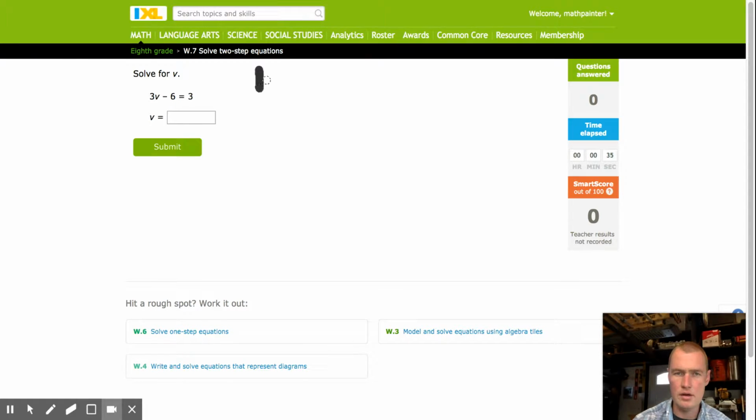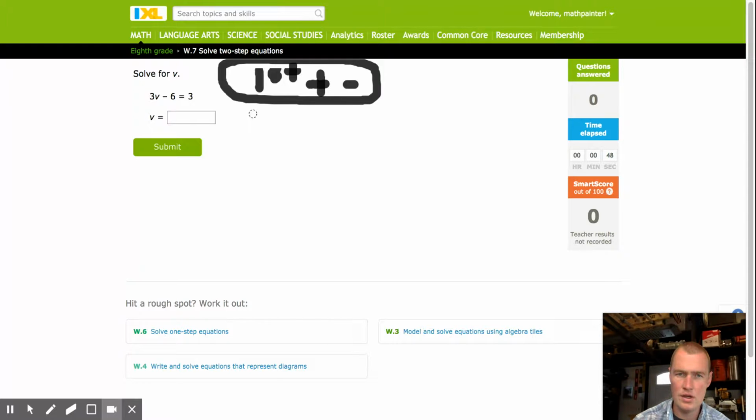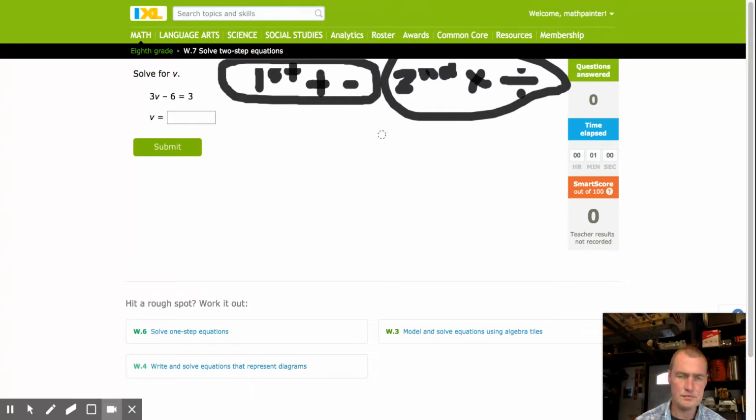All right, so the first step will be to add or subtract. Then the second step would be to multiply or divide. Hence why it's two steps. First, add and subtract. Second, multiply and divide.